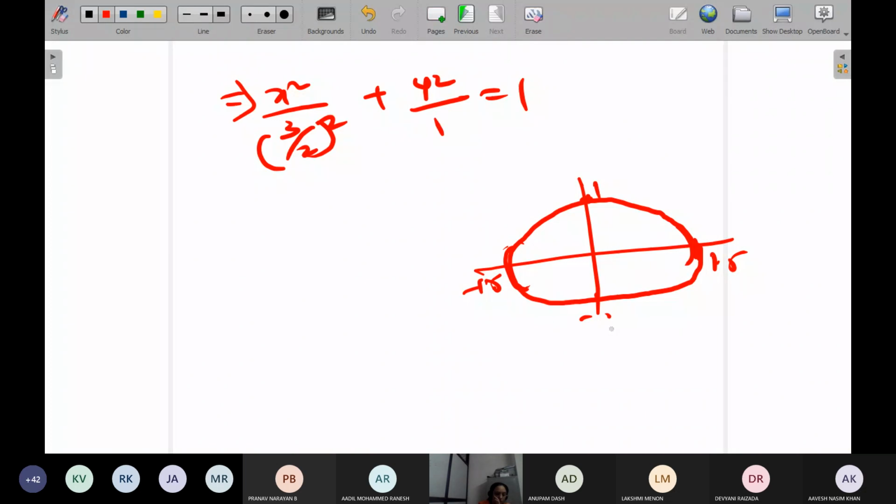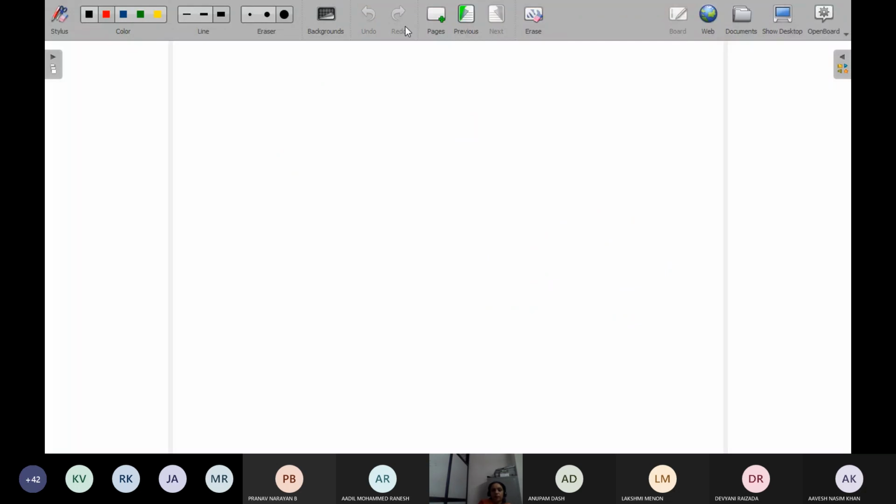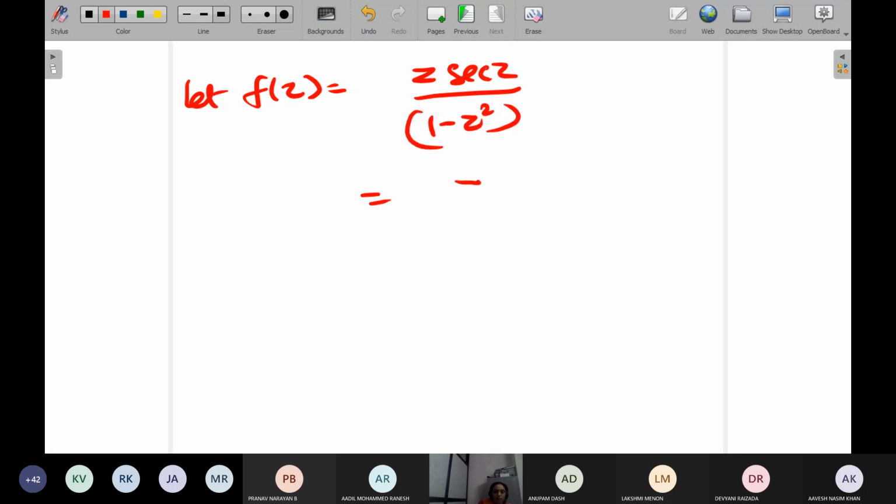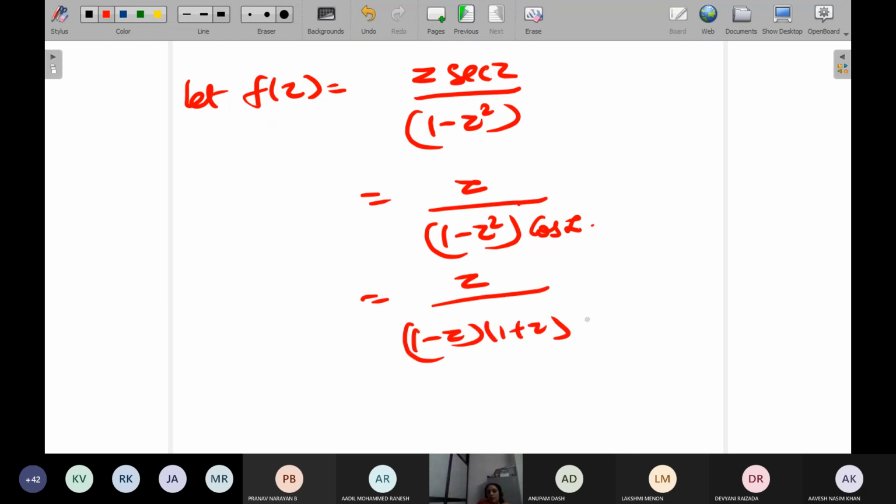Now what is your f of z? f of z is z secant z divided by 1 minus z square. You can rewrite this as z by 1 minus z square, and secant z can be written as 1 by cos z. Now this is of the form z by (1 minus z)(1 plus z) cos z. Now what are the poles? z equals 1 and z equals minus 1 are simple poles.